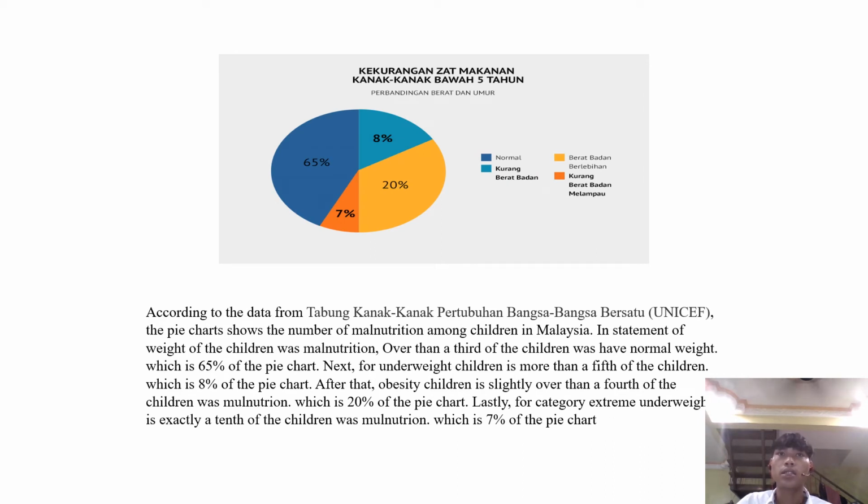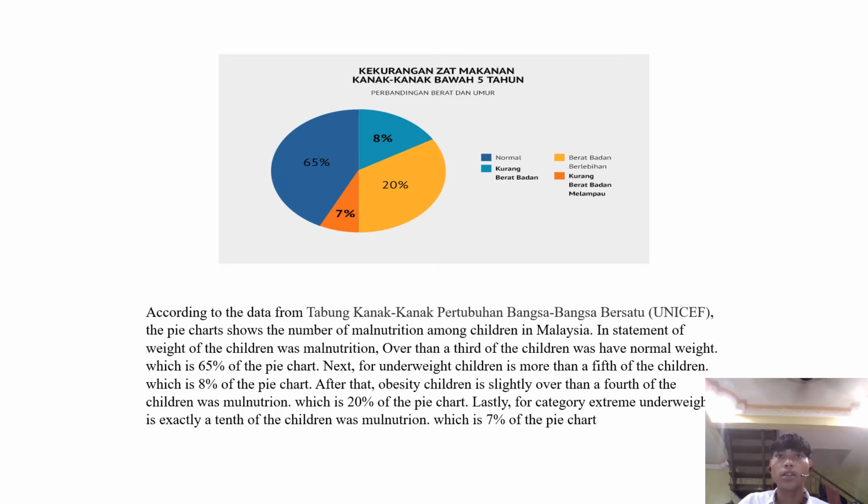Next, this is a pie chart for the number of malnutrition among children in Malaysia. According to data from Tabung Kanak-Kanak Pertubuhan Bangsa-Bangsa Bersatu UNICEF, the pie chart shows the number of malnutrition among children in Malaysia. In terms of the weight of the children, over a third of the children have normal weight, which is 60% of the pie chart.